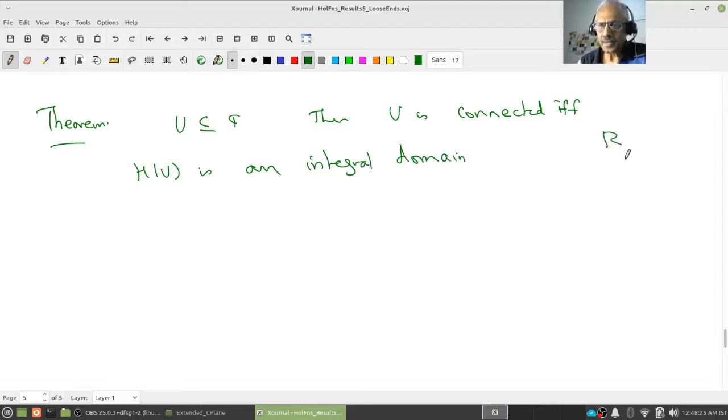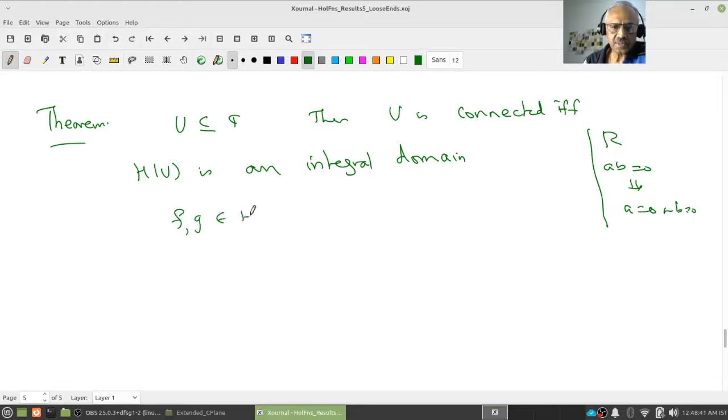Recall, if R is a commutative ring with identity, I say it's an integral domain if AB = 0 implies A is 0 or B is 0, right? So what do I have to prove? That means if I have f and g belonging to H(U), and we already defined fg, and this is the zero function, then I have to prove either f is 0 or g is 0, right?